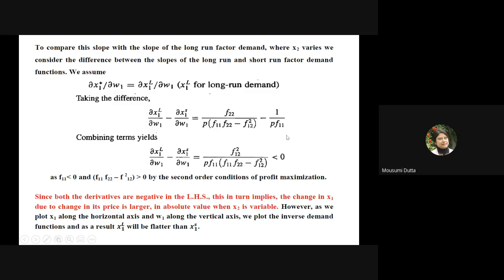So please take LCM and derive the difference. If you adjust the terms, please check whether you are getting the value presented in the slide or not. Don't copy this value; rather, take the LCM and check whether you are getting this value or not. Please do it. The denominator will be P F11 into F11 F22 minus F12 square. This will be the LCM.